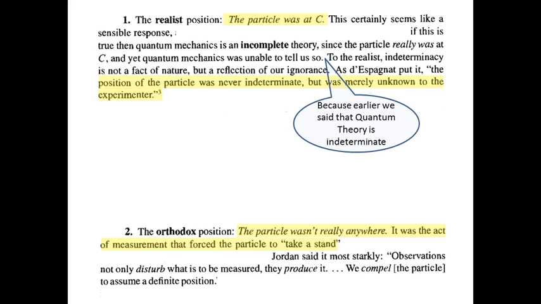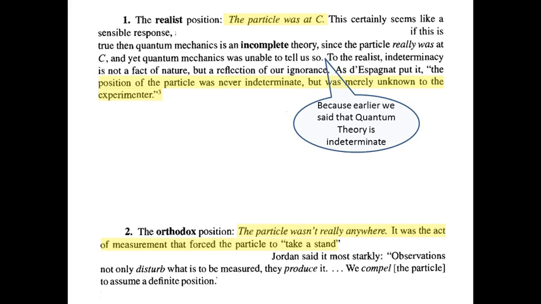But if this is true, then what about the indeterminacy in quantum mechanics? In such a case, quantum mechanics would fail, because to the realist, indeterminacy is not a fact of nature, but it is a reflection of our ignorance. As said by Sakurai, the position of the particle was never indeterminate. It was merely unknown to the experimenter. The experimenter did not know where the particle was before measurement, but the particle itself was not indeterminate. It was fixed about its position. So, according to a realist position, the particle was at C even before the measurement, and after the measurement, as the result says, it is at C again. So this is one aspect, and quite convincing to the practical persons or realistic persons.